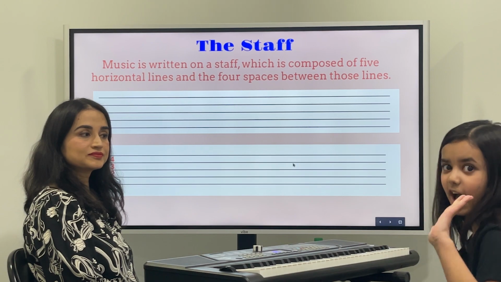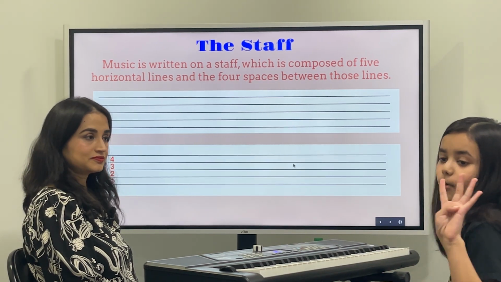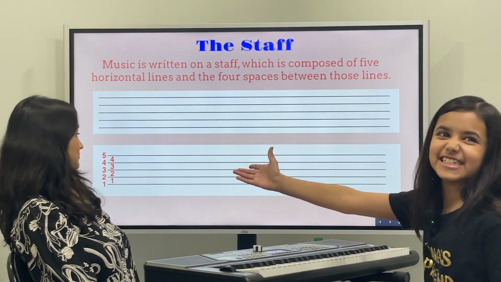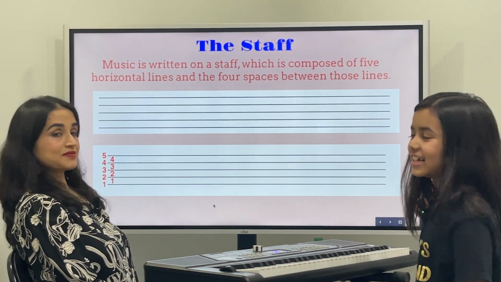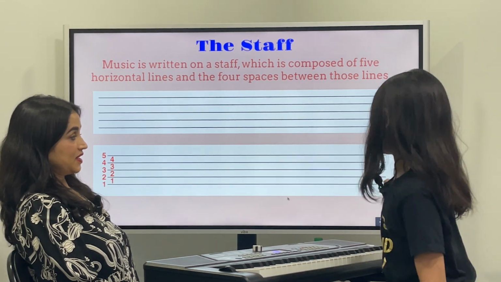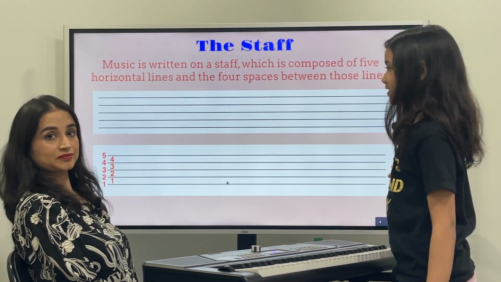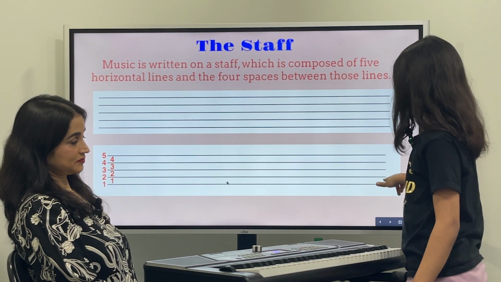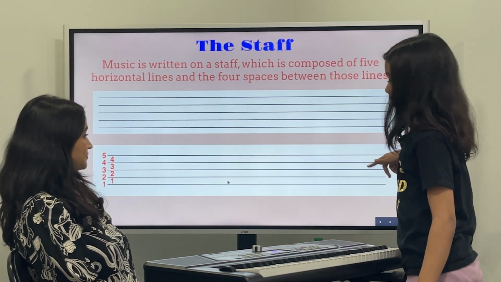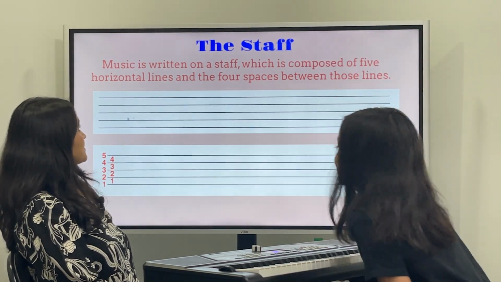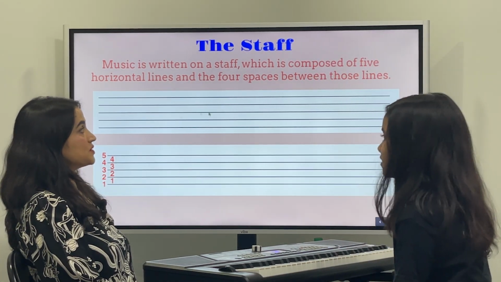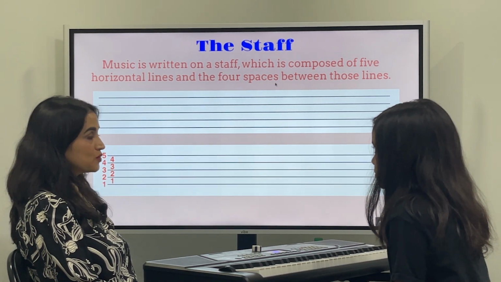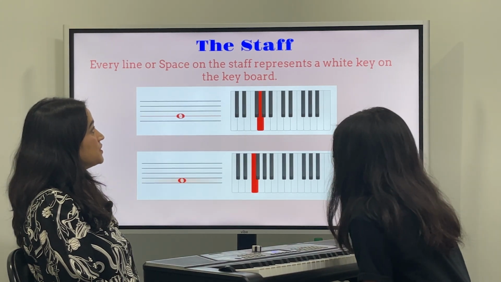The staff has 5 lines and 4 spaces. It's a white line and a black line. So it says 1, 2, 3, 4, 5, and 1, 2, 3, 4. That's what it says. Music is written on the staff, which is composed of 5 horizontal lines and the 4 spaces between those lines.